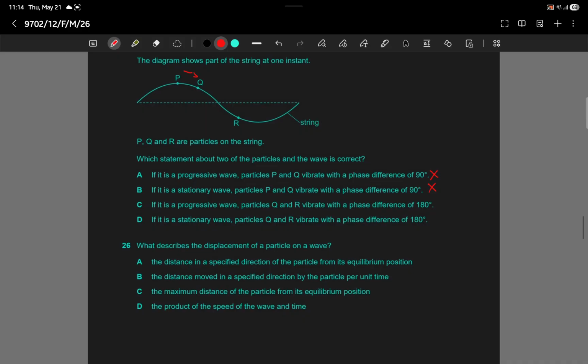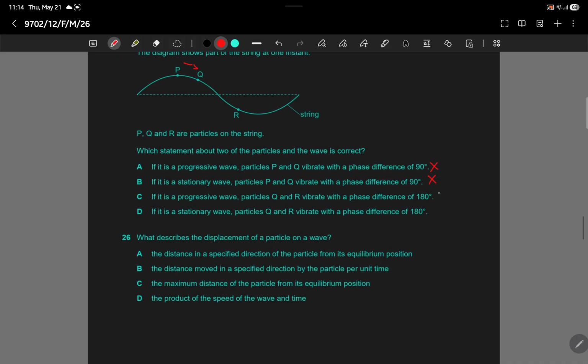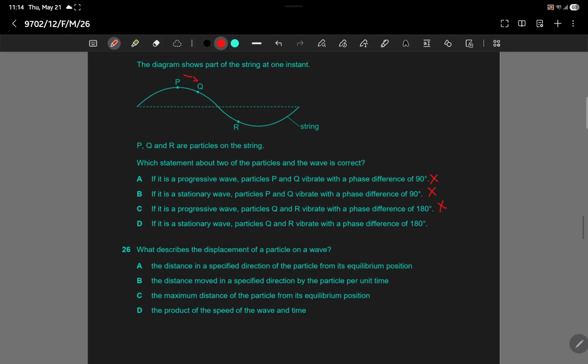Okay, so what is this going to be? The correct answer will not be C either, because if it's a progressive wave, particles Q and R vibrate at a phase difference of 180. If it was 180, then Q and R would not be here. Q would be here, and let's say from here to here is one complete wavelength, right? So R should have been somewhere around here, right? So the only answer is D.